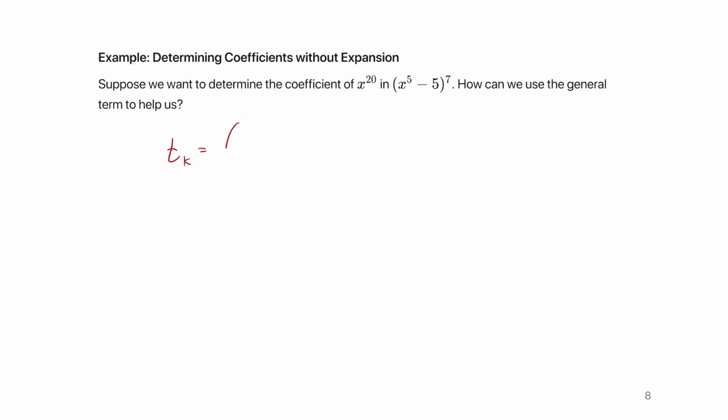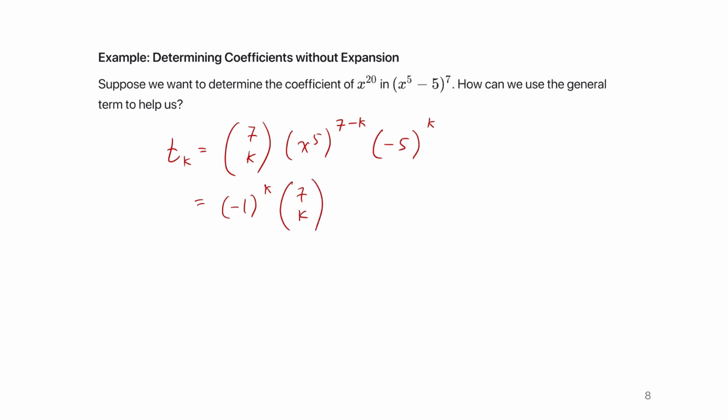We know it's going to be something of the form 7 choose k, x to the 5 to the 7 minus k, and then negative 5 to the k. Okay, and again, I'll do a little bit of simplification. I like pulling out the negative 1 to the k out front, just because you can immediately tell if the term is positive or negative. We can have 7 choose k. I'll pull all the constants out front, so we'll have 5 to the k here, right? So I rewrote negative 5 quantity to the k as negative 1 to the k and 5 to the k, and we have x to the 5 to the 7 minus k. So this ends up being 35 minus 5k.